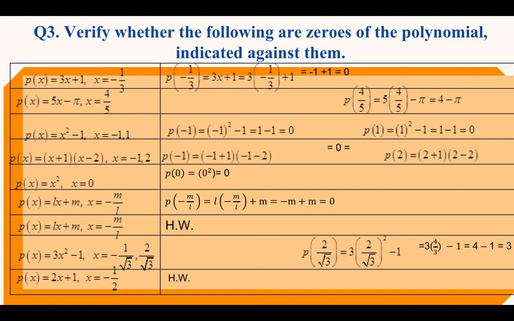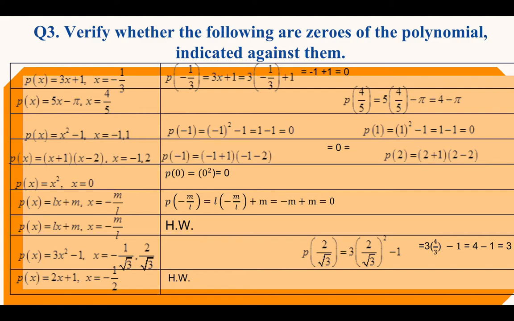P of x, means p of minus 1 is equal to x square, means minus 1 square, and minus 1. So this is equal to minus 1 whole square, means 1 only. 1 minus 1 will give you 0. So yes, minus 1 is a 0 of the polynomial. Now let's take the value for plus 1. P of plus 1 is equal to x square, means 1 square minus 1. So 1 square is 1 itself, minus 1. So this is 0. So yes, plus 1 and minus 1 both are the zeros of the given polynomial.